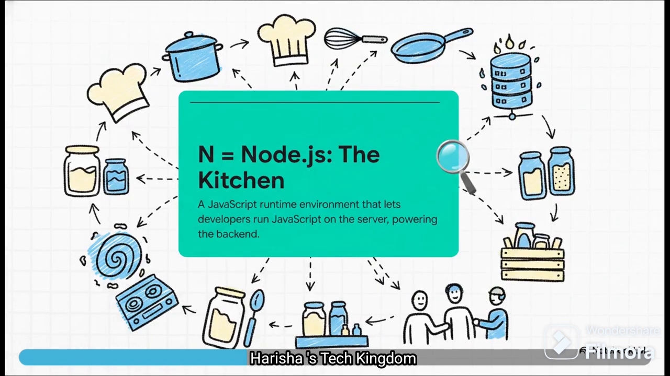And finally, N is for Node.js. So following our analogy, if Express is the kitchen staff, Node.js is the entire kitchen itself. It's the building, the ovens, the electricity. It's the whole environment that lets the back end run. It's what powers the kitchen staff, Express, and lets it talk to our pantry, MongoDB.